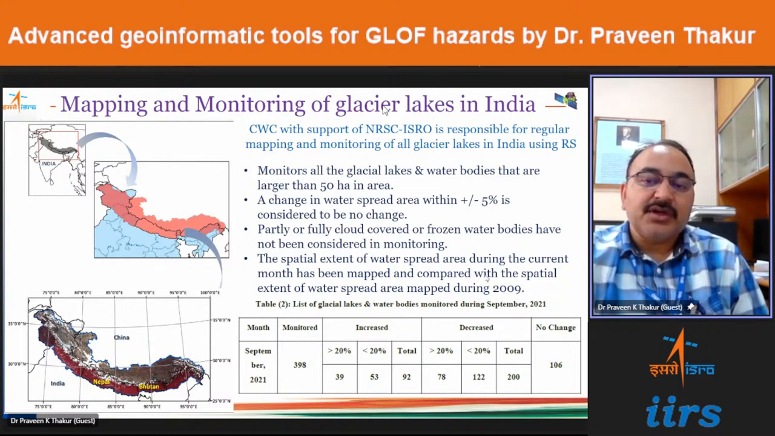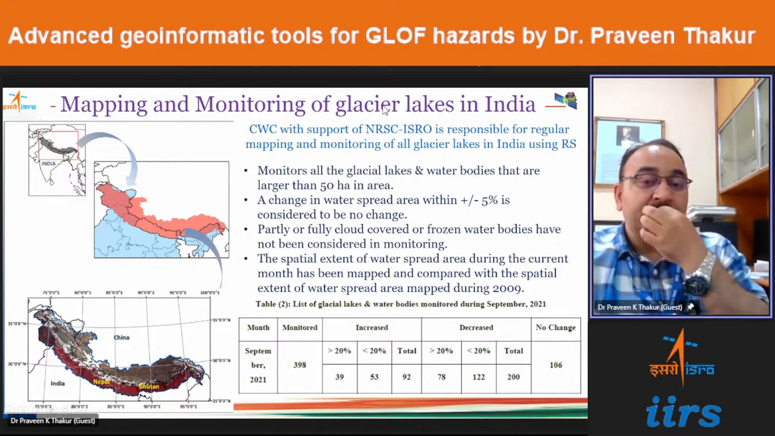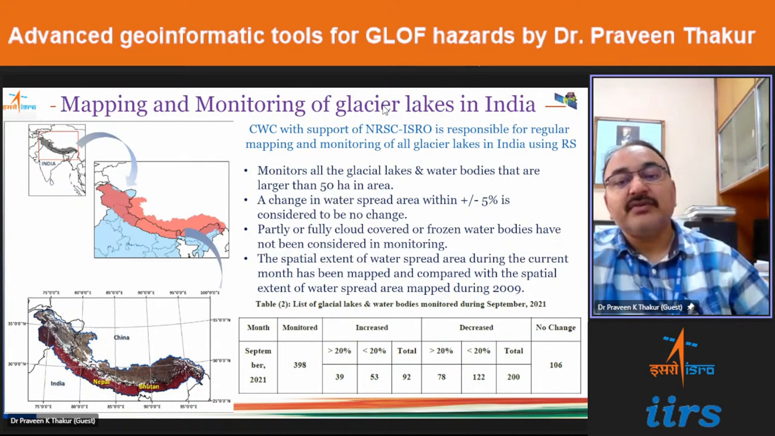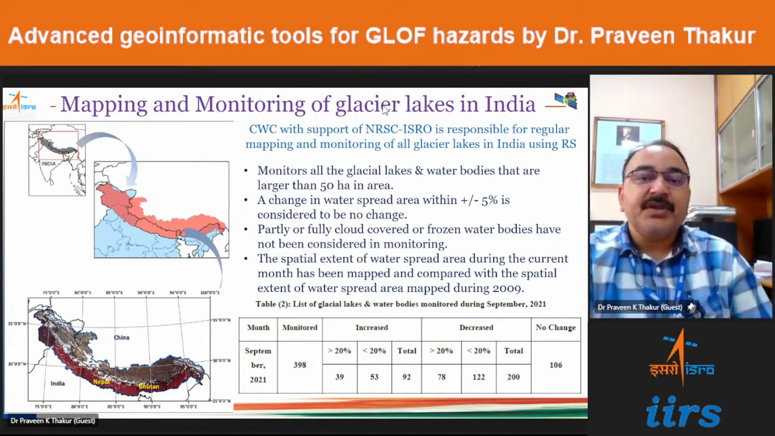So one is the regular monitoring part on a monthly basis, one is the static data where the existing locations are visible. So any lake which will show significant change in the area, and comes under the criteria that it is a pro-glacial lake, moraine-dammed lake, those will be the lakes which will be monitored more closely using remote sensing.